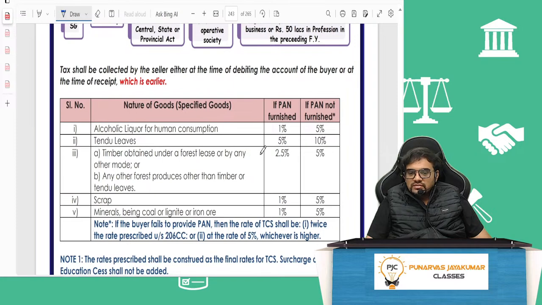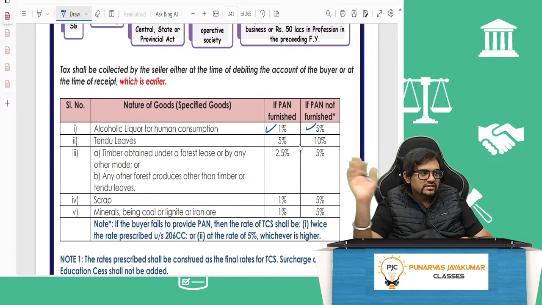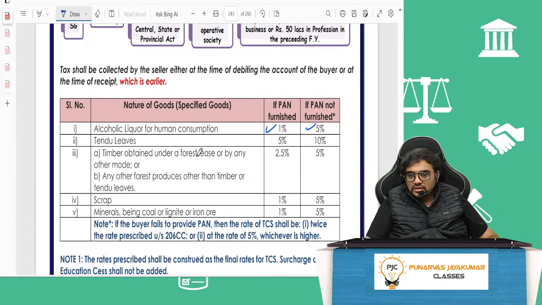Now these rates you have to remember. Alcoholic liquor for human consumption, 1% if PAN is furnished. PAN is not furnished, 5%. Tendu leaves, 5%, 10%. Timber obtained under a forest lease, 2.5%. Scrap, 1%, minerals, 1%. You have to remember the rates and the amounts and the nature.